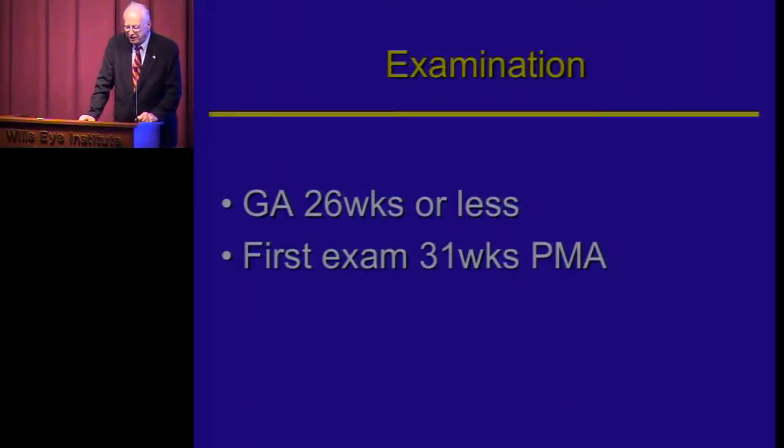So when do you start examining? Well, the key thing is, obviously, the smaller the baby, the lower the gestational age, the more critical it is to get started looking. And what's generally recommended, if the gestational age is 26 weeks or less, the first exam should be about 31 weeks PMA. And that's what's followed. Most of the changes occur between 31 weeks and 45 weeks.